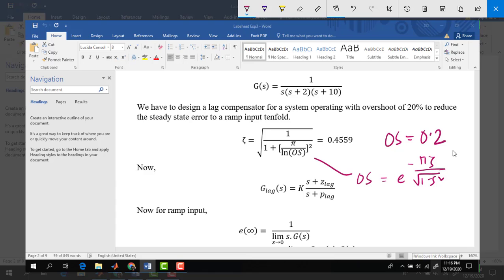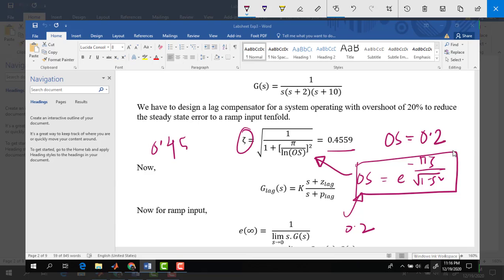You will reach this stage, that zeta is equal to root over of 1 by 1 plus pi by ln OS whole square. I always use this formula to get back here. If you want, you can memorize this as well. So if you put your OS to be 0.2, then the zeta will come out to be 0.4559. So from now on, as the overshoot is fixed, the zeta will also be fixed. We cannot change zeta whenever we are designing this lag compensator.